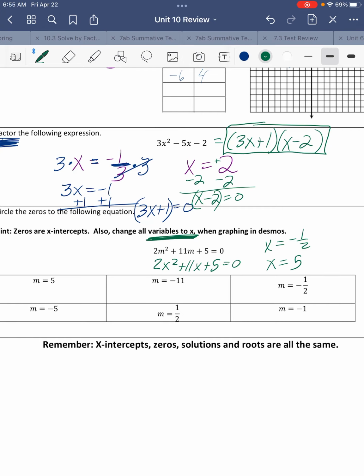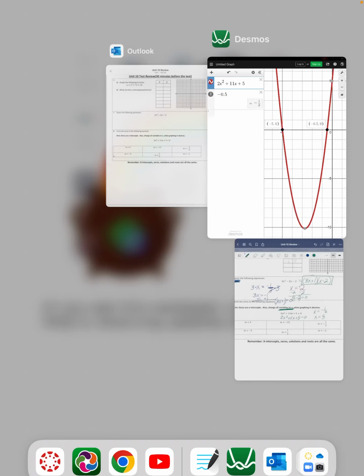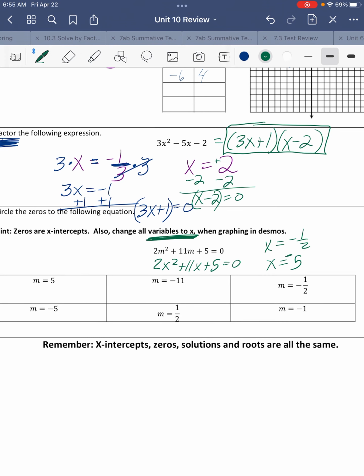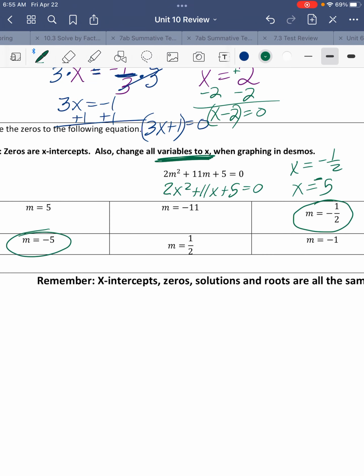Let me make sure that's right. Always double check. Negative 5 and negative 1/2. See, gotta check it. I even get things wrong. All right, so we have negative 1/2 and negative 5. All right, cool. And just remember that x-intercepts are also zeros, they're solutions, and you can also see them as roots. So you see any of those words, they all mean just find the x-intercept. Hope this helps. Good luck on the test.